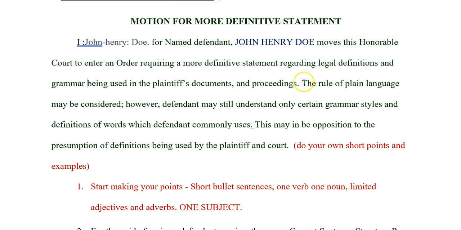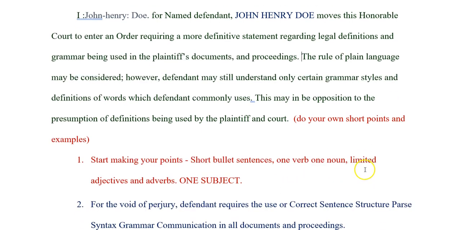You're creating a contract with the court. The rule of plain language may be considered. However, defendant may still understand only certain grammar styles and definitions of words which the defendant commonly uses. This may be in opposition to the presumption of definitions being used by the plaintiff in court. So in other words, we're not just going to proceed on a presumption. We want to make sure everything's clear.